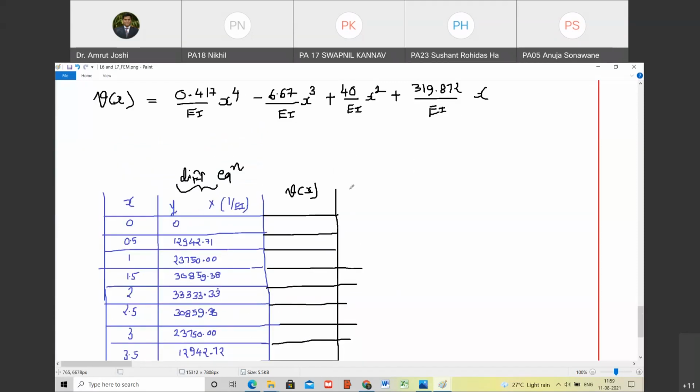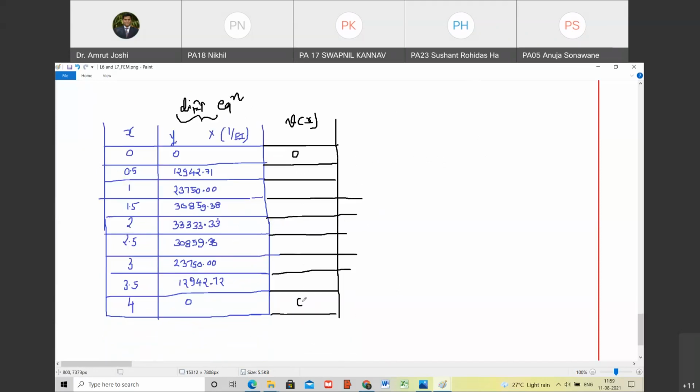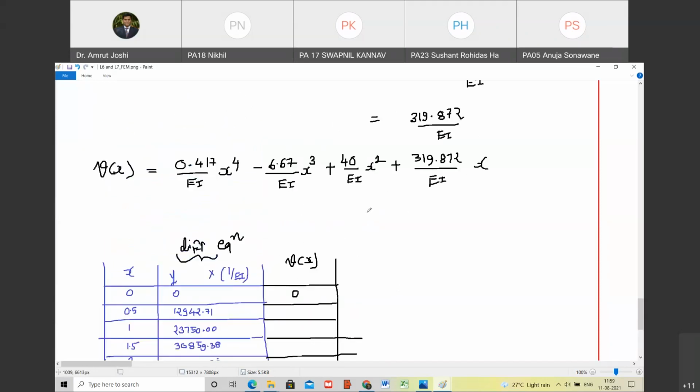Okay. So now can you tell me these numbers? Yeah, tell me. 0.417 by EI x raised to 4. If I substitute x equal to 0, what do I get? 0. When I substitute x equal to 4, are you getting this equation as 0? Just cross verify. This is multiplied by 1 over EI.